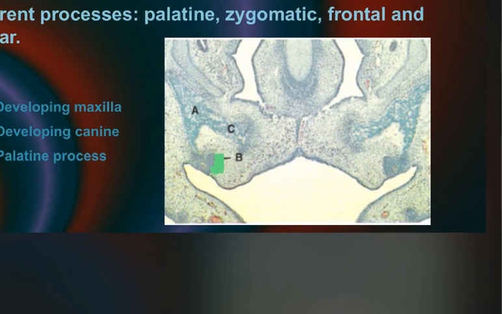Here we see tooth germ, developing maxillary process, developing palatine bone, developing maxillary bone, developing palatine bone. This is nasal cavity, oral cavity. This is midline symphysis, midline epithelial seam.